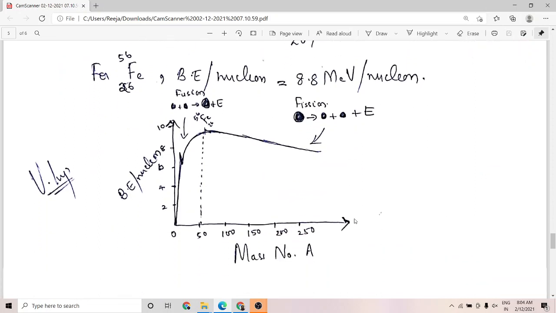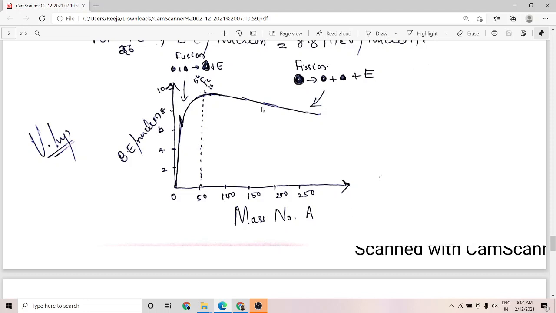Next, we discuss the graph of binding energy per nucleon versus mass number. Here we find that the binding energy per nucleon increases as the mass number increases. It reaches a maximum value for iron 26, 56, and then the binding energy per nucleon decreases. That is, for lighter nuclei, the binding energy per nucleon is less, and as the mass number increases, the binding energy per nucleon increases. A larger binding energy per nucleon corresponds to greater stability.